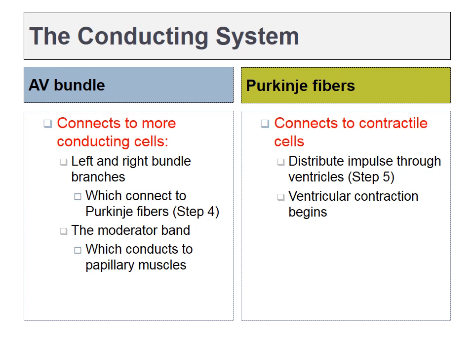Why do we have this AV bundle and the bundle branches? That's to get the signal that's starting at the superior portion of the ventricles to travel all the way down to the apex before we start contraction.